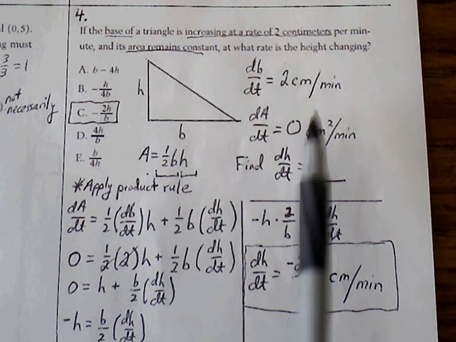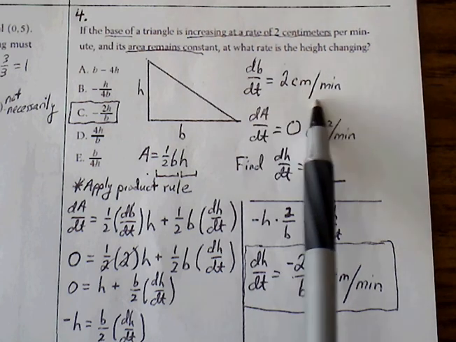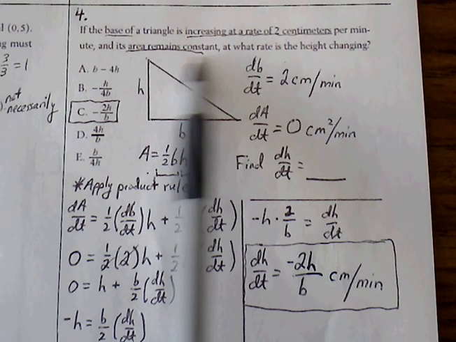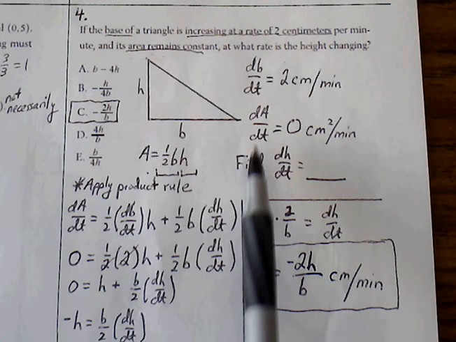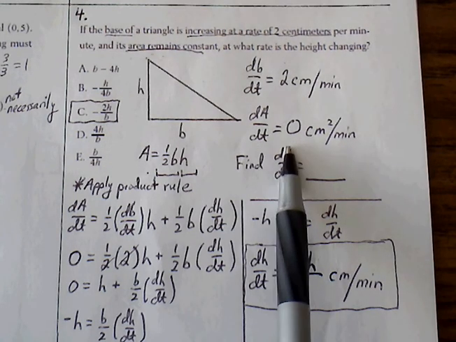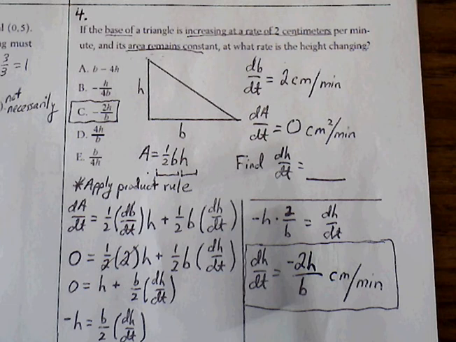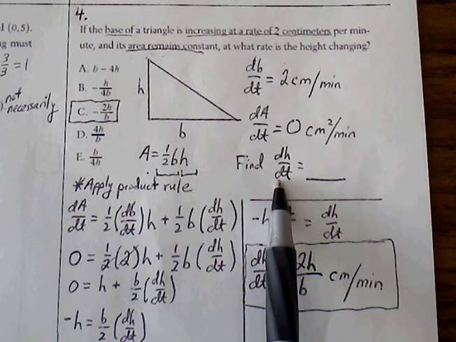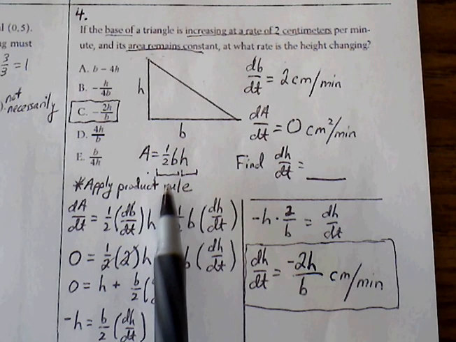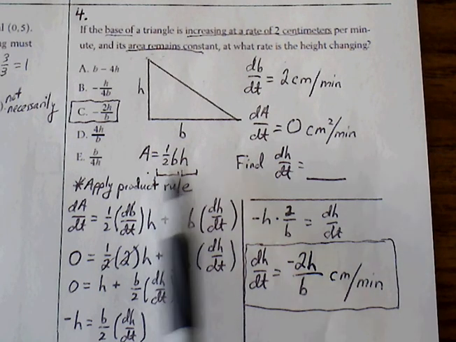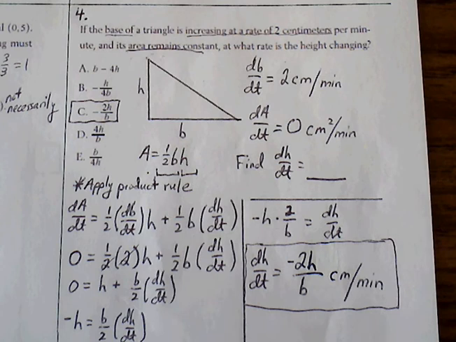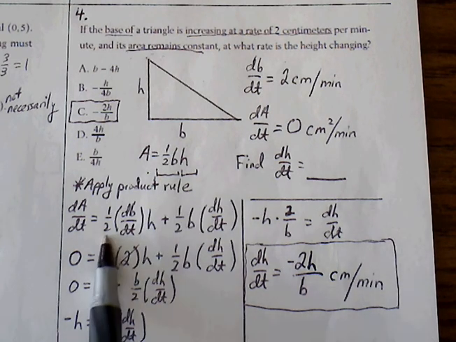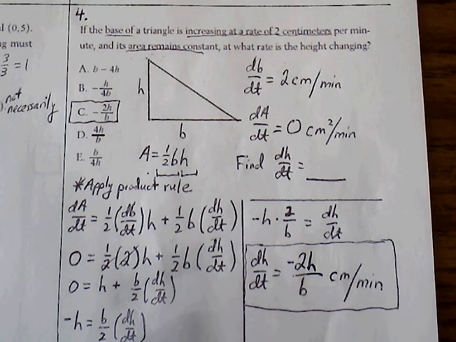Increasing, so we know it's a positive rate, so I say dB/dt is 2 centimeters per minute. Area remains constant, so that gives us a hint that dA/dt is going to be 0 square centimeters per minute. Okay. We want to find the rate at which the height is changing, so dH/dt. So let's apply the product rule because we have 2 variables here. So dA/dt is equal to f prime g plus f times g prime. And then we plug all the information in.